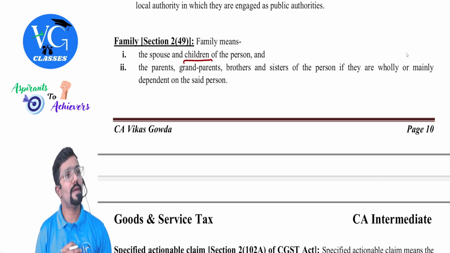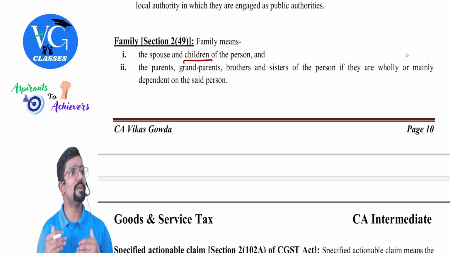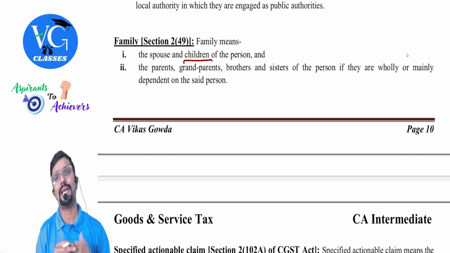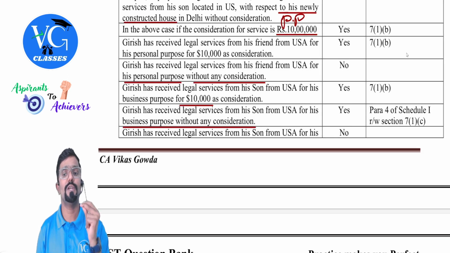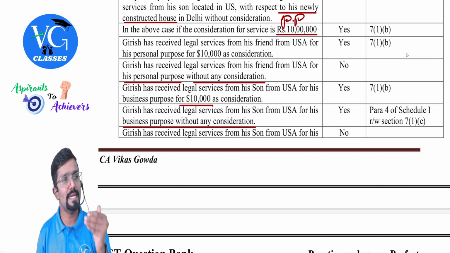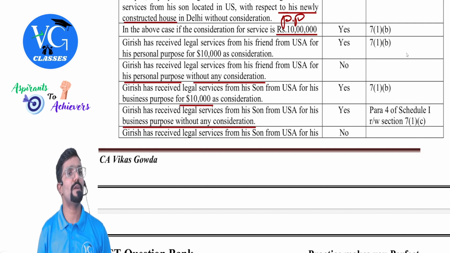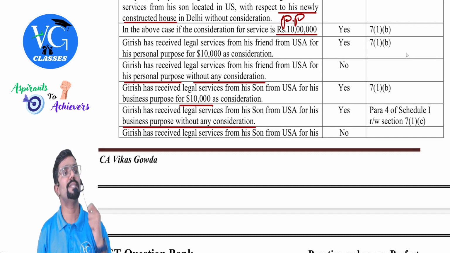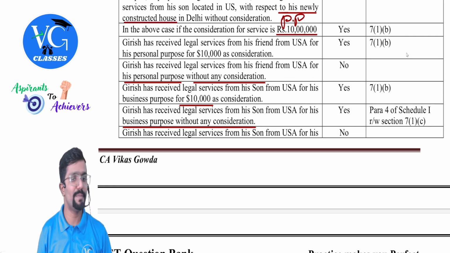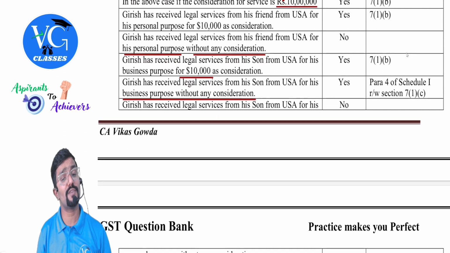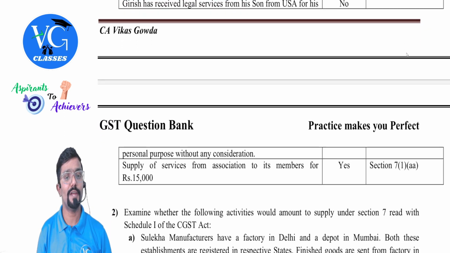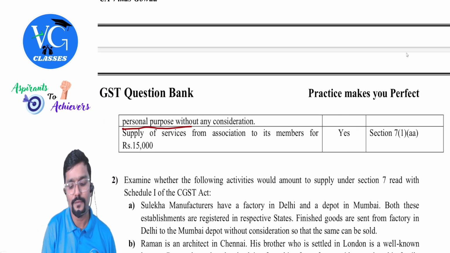Sir, are they always a part of family? Yes. If they are a part of family, are they a related person? Yes. As per explanation to section 15, guys. Fine. So it will always be a supply as per para 4 of schedule 1. How, sir? Simple, guys. Legal services is imported from a related person for a business purpose.